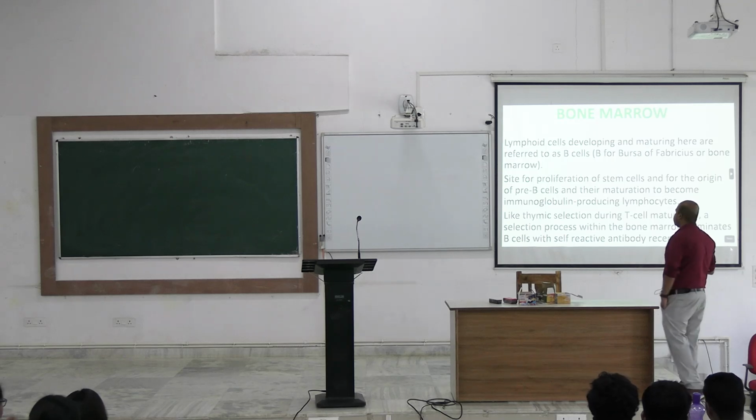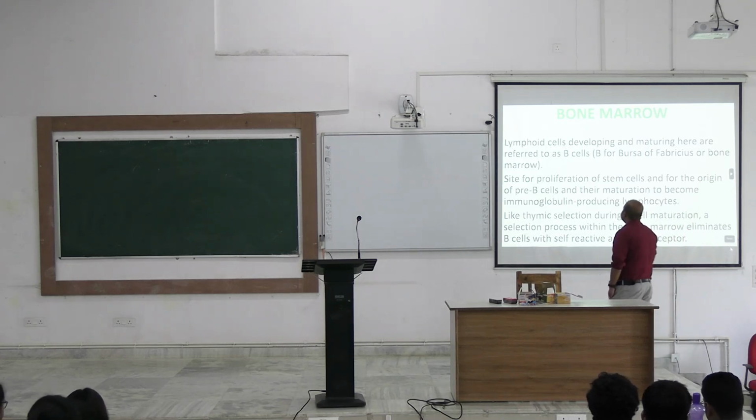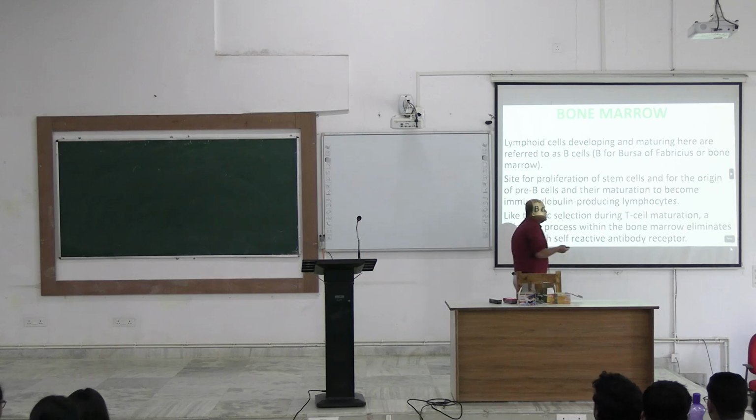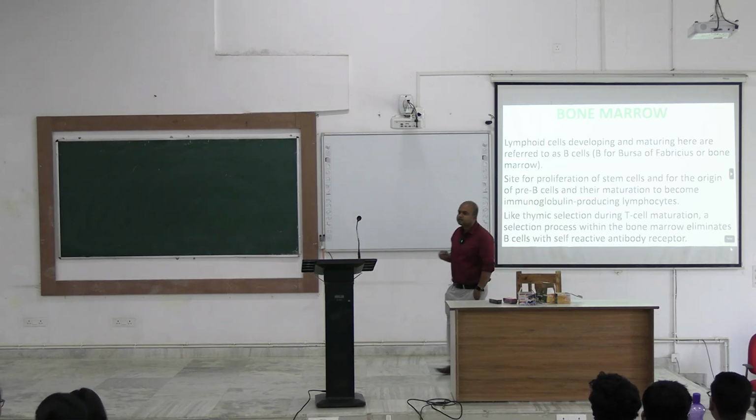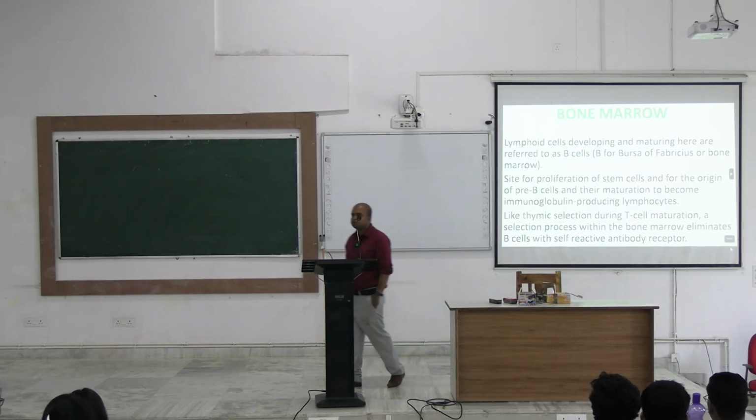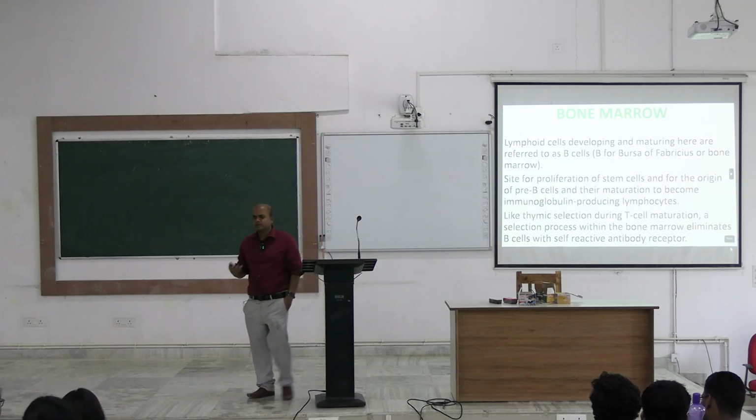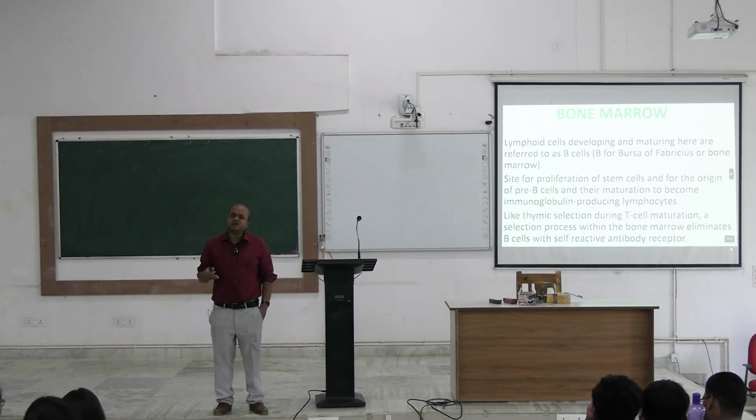Thymus, where they are developing, thymus. So the site of T cell maturation is the thymus. Nowadays it is said that the thymus also secretes certain hormones. Probably they have autocrine or paracrine action.